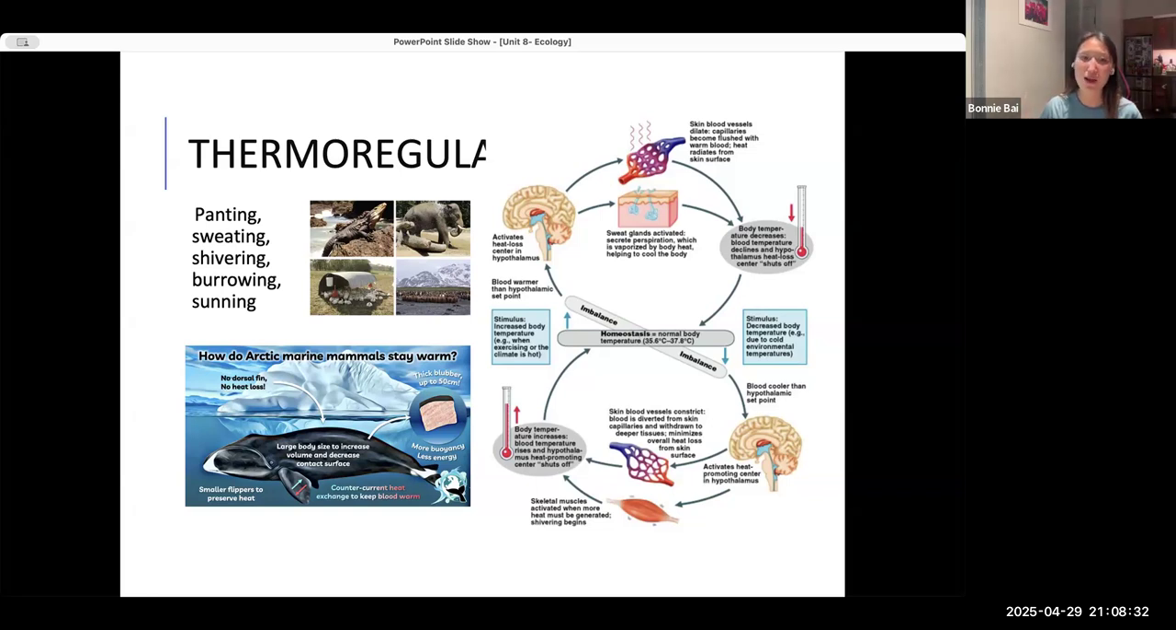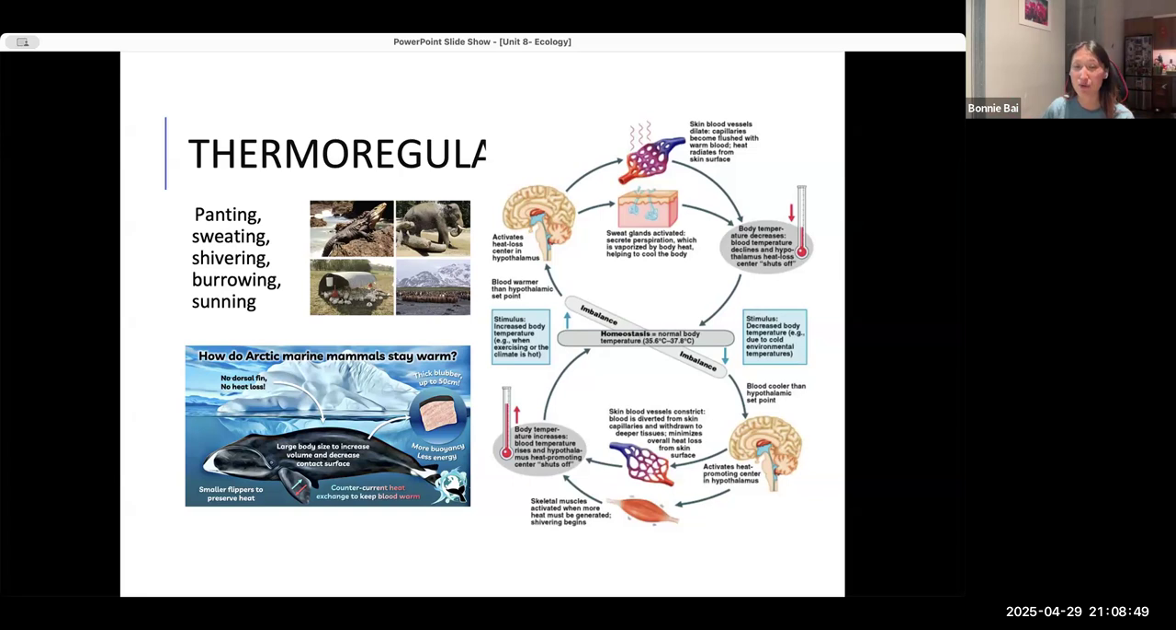So this is something that you might learn in college. You don't need to know the exact wording of this. Just another example of endotherms being able to preserve their energy. We also got blubber, obviously, for the whales.